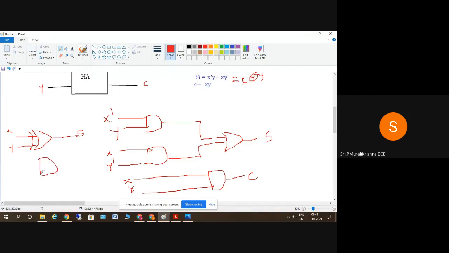And this one is xy. This is x here, and this is y. So this is carry. So C is equal to xy, and sum is equal to x exclusive-OR y. So this is another diagram for the half adder. So this is one diagram, and this is another diagram.